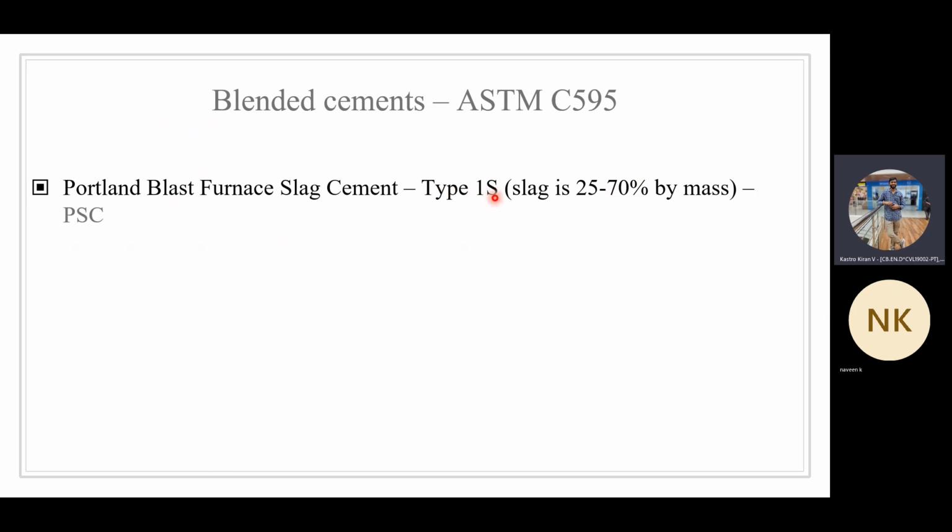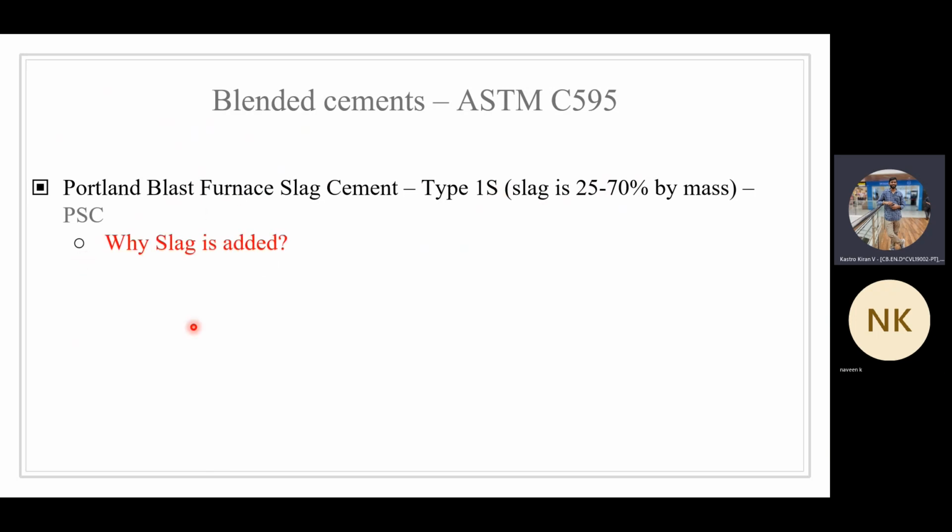So here, what does S represent? S represents it's a slag cement. Type 1S. Type 1 is a normal cement. So when you add slag to the cement, it is called type 1S. It is because it is mixed with the slag.